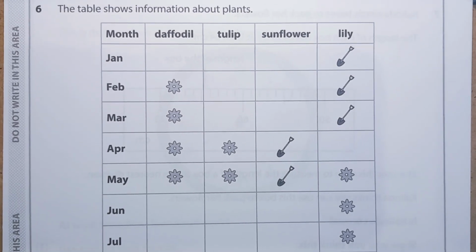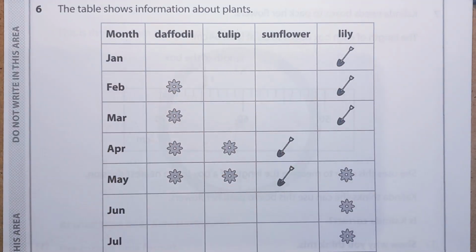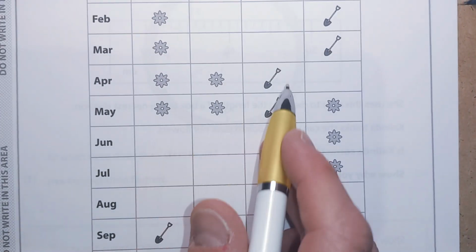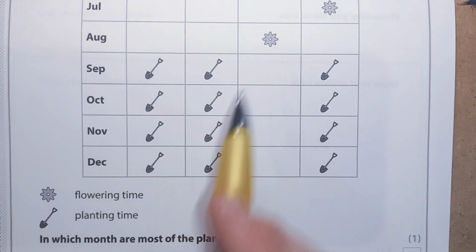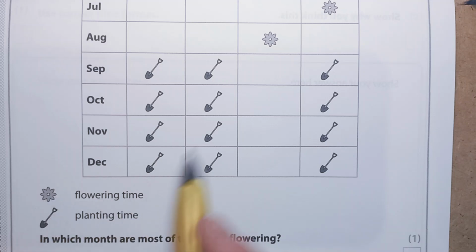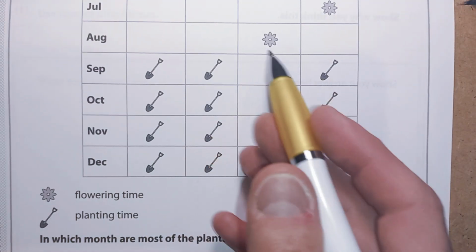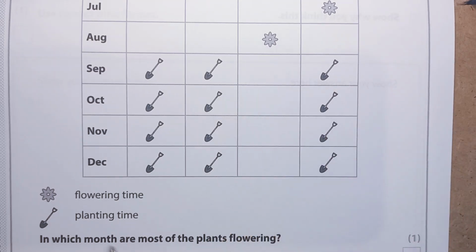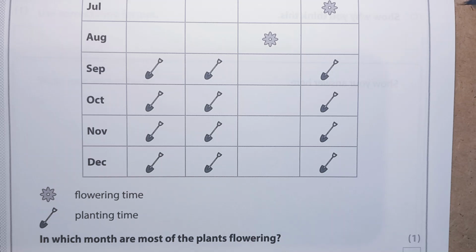Question 6. The table shows information about plants. So we've got 4 different plants across the top: daffodil, tulip, sunflower, lily. Month down here. And we've got some different images as well. If we go to the bottom, we'll see what these symbols mean. This means flowering time, so when these plants have flowers on them. And this is planting time. So this is when you would be planting them for the following year.